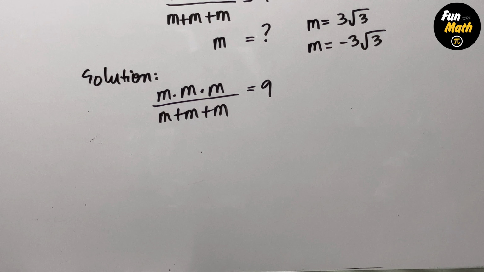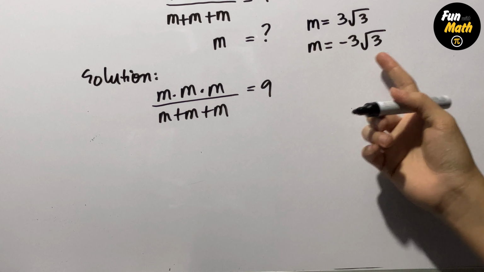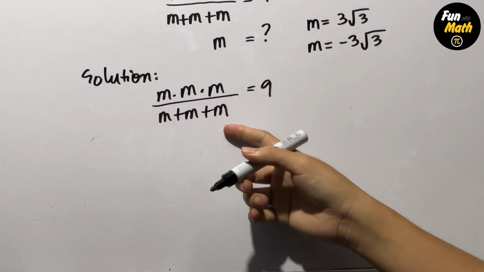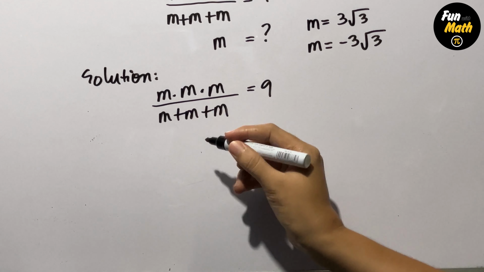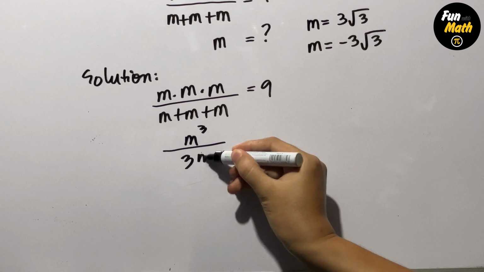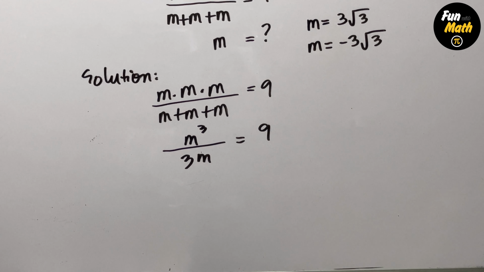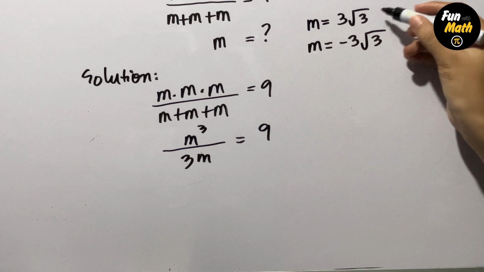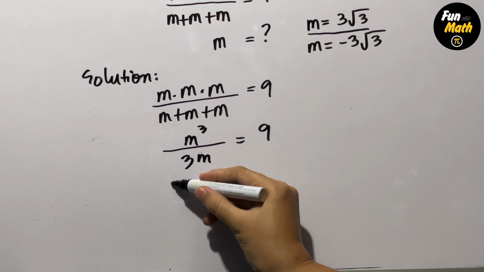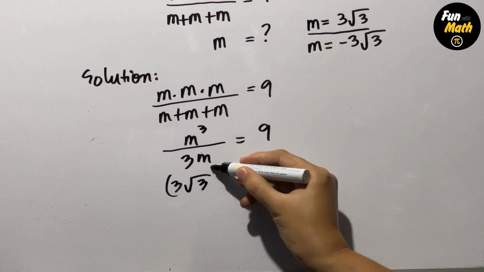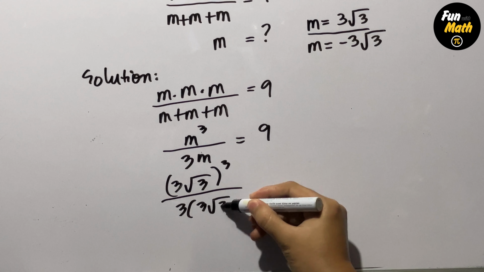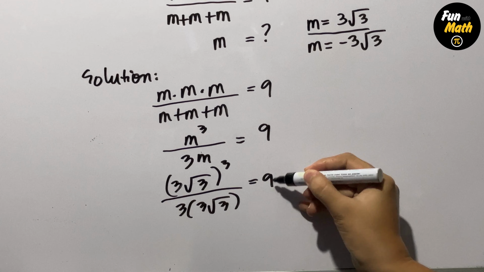Now we can check if the values of m are correct. So using the original equation, m times m times m all over m plus m plus m equals 9. But for this, we can write it as m cubed over 3m equals 9. Then m cubed, replace it with this. Let's use this first, 3 square root of 3. So this is 3 square root of 3 all to the power of 3 all over 3 times 3 square root of 3 equals 9.